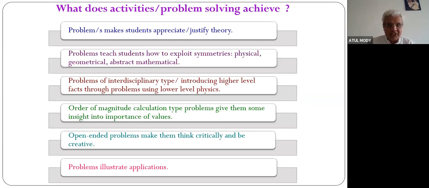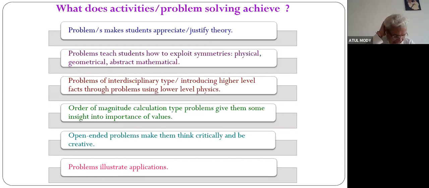So first, what do we achieve when we make students do problems? First, we can make them appreciate the theory they are learning. We also teach them to look at the symmetries in nature, be it physical, be it geometrical, or even abstract mathematical symmetries. Then there are, of course, interdisciplinary types of problems where you learn to apply the techniques and the knowledge you learn in your own subject to other disciplines. Or we also introduce higher-level facts through problems using lower-level physics. So simple facts which teach them the basic physics, but we can still make them construct.